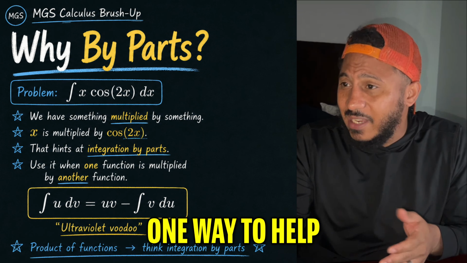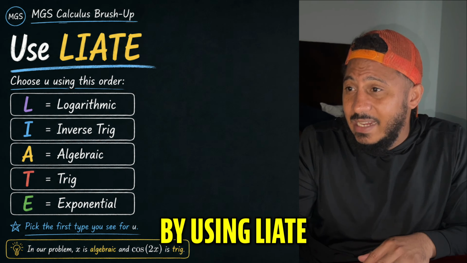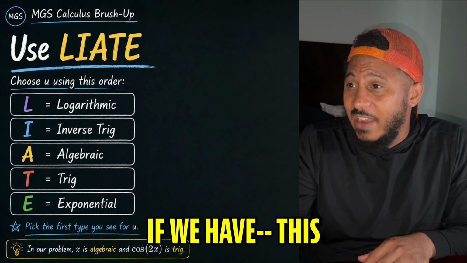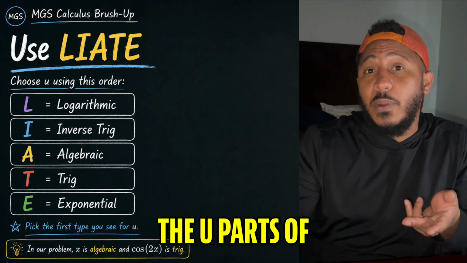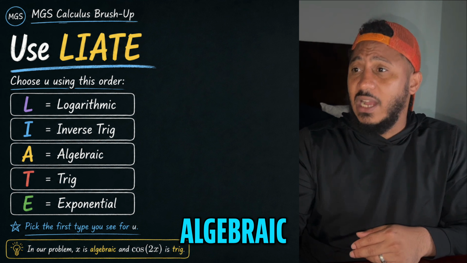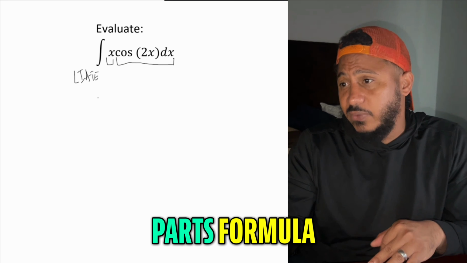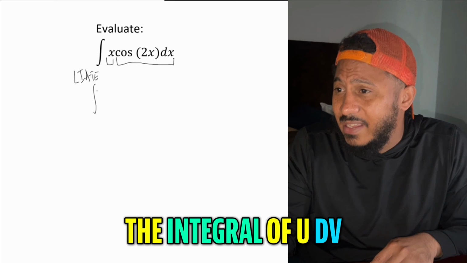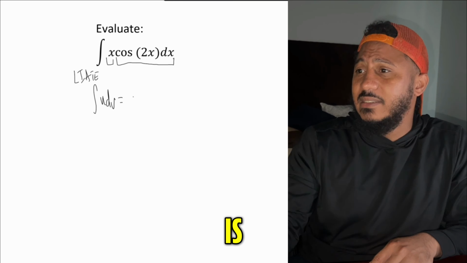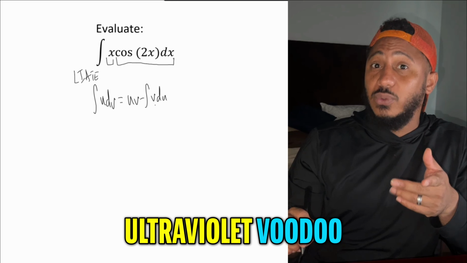So here, one way to help us out in finding out what parts to use for what is by using LIATE. LIATE just tells us the order in which we would choose the u parts of the by parts formula. LIATE stands for log, inverse trig, algebraic, trig, and then exponential. Now we have to remind ourselves of the by parts formula. The integral of u dv is uv minus the integral of v du. In other words, ultraviolet voodoo, that's what we call it.